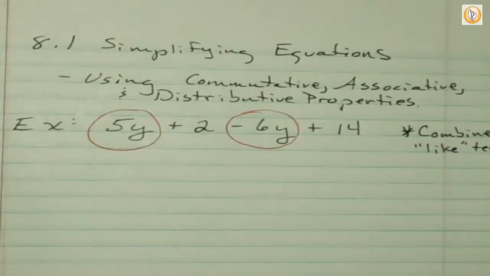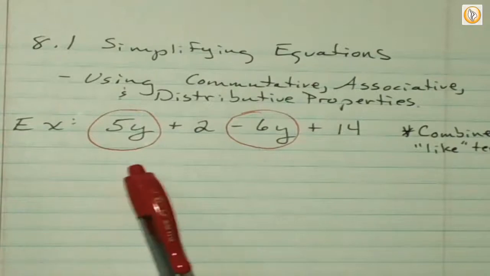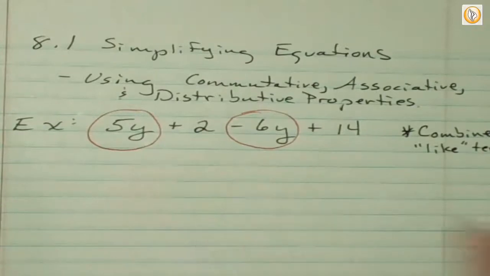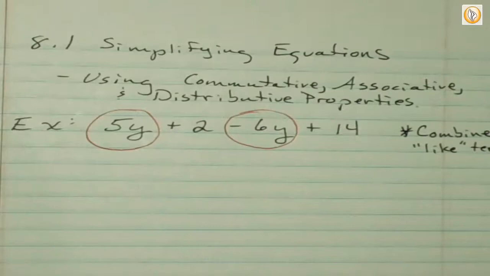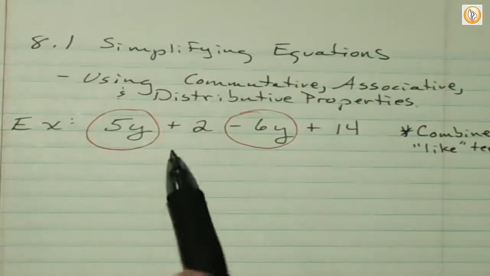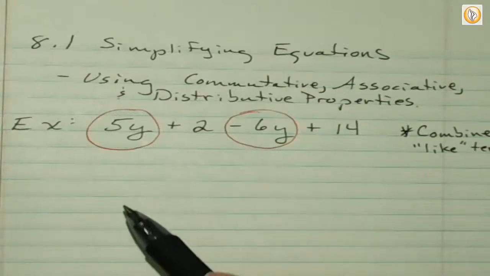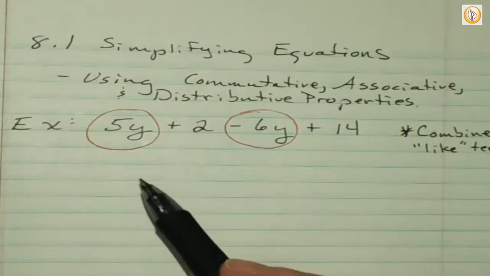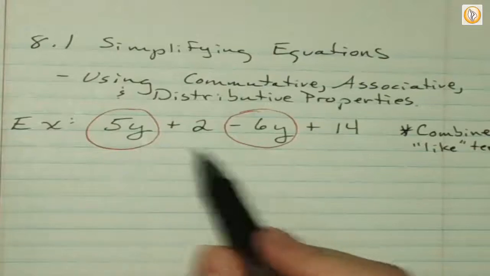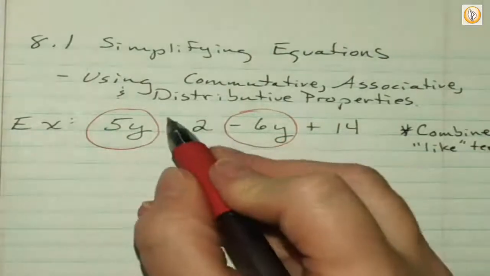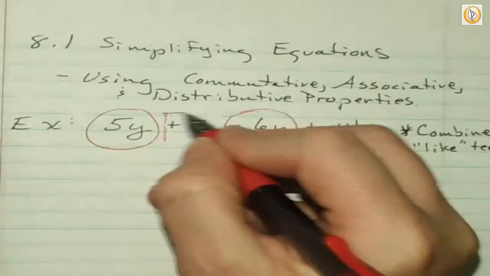Simplifying equations. Here's the equation. We're simplifying it. What we're doing is combining things to go as low as we can, as far as we can. You can only combine terms that are the same when you're adding and subtracting, not multiplying and dividing. So the 2 and the 14 can be combined as well.